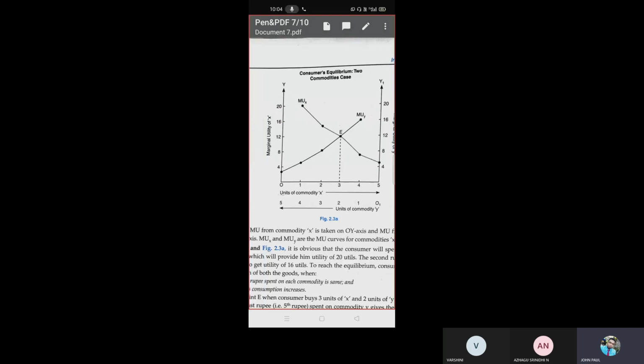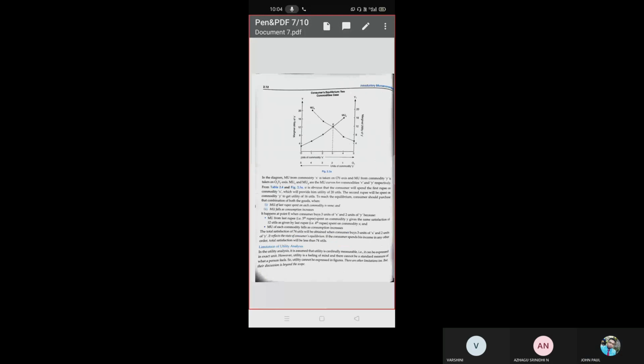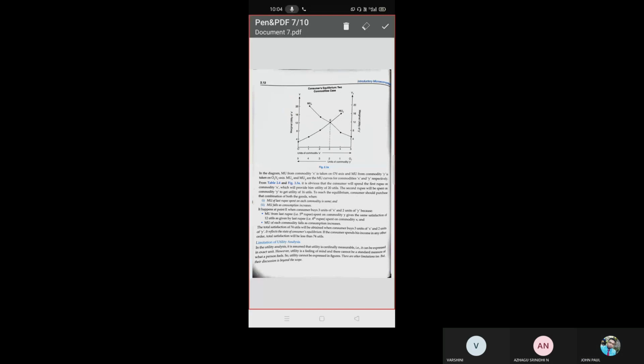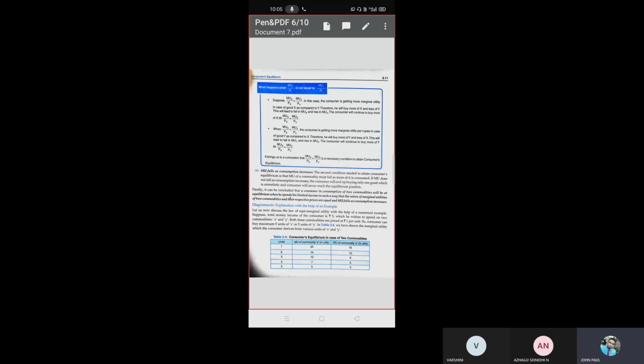Now what happened when we are consuming the second time? When we consume the second time, the marginal utility of dairy milk is 14 and munch is 12. Okay. So here, marginal utility of dairy milk is 14 and this is 12. Next, when we are taking commodity 3, the marginal utility of dairy milk is 12 and munch is 8. Okay. So now what happened?